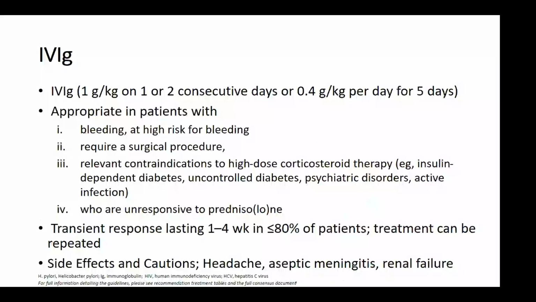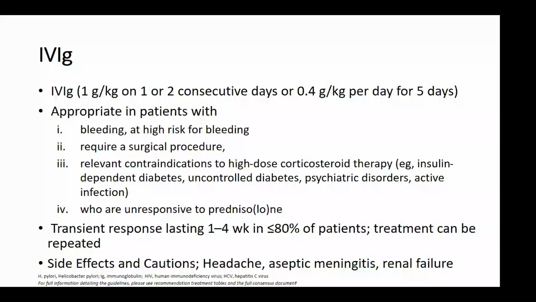The second drug is IVIG. For IVIG, you have two regimens: 1 gram per kg on 1 or 2 consecutive days, or 0.4 gram per kg for 5 days. It's appropriate in patients with bleeding or at high risk of bleeding, and those who require a surgical procedure, and in patients with a relative contraindication to high-dose steroid, like insulin-dependent diabetes, uncontrolled diabetes, psychiatric patients, or active infection. It is also indicated in those who are not responsive to prednisolone.